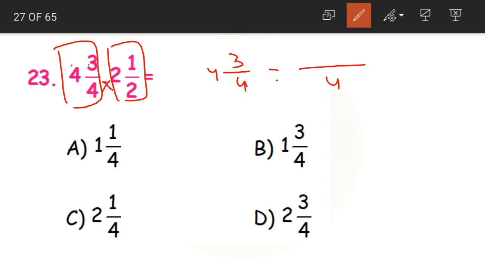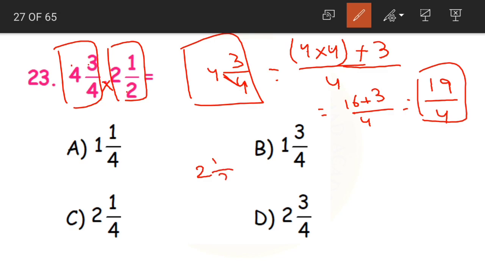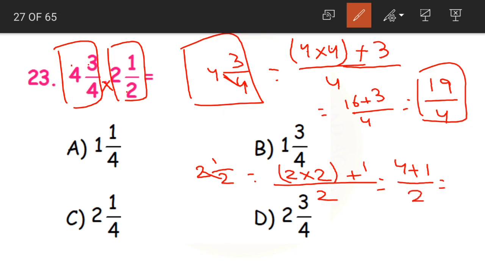The denominator will be as it is. In the numerator, we multiply the whole number by the denominator and to that we add the numerator. 4 4s are 16 plus 3, that is equal to 19 divided by 4. 4 3 by 4 is nothing but 19 by 4. Next we have 2 1 by 2. Again multiply the whole number by the denominator. Add the numerator to it. We have 2 2s are 4 plus 1 divided by 2. It's nothing but 5 by 2.